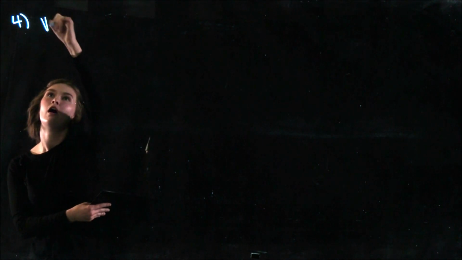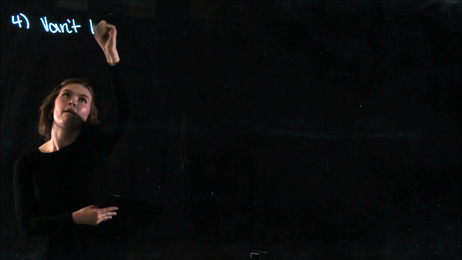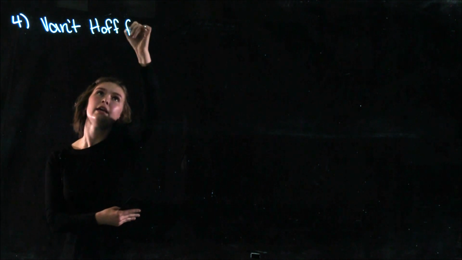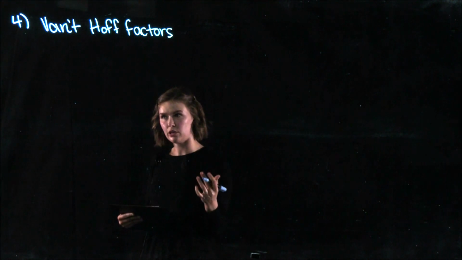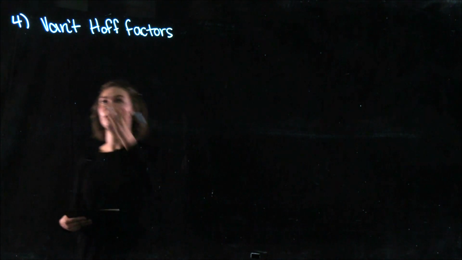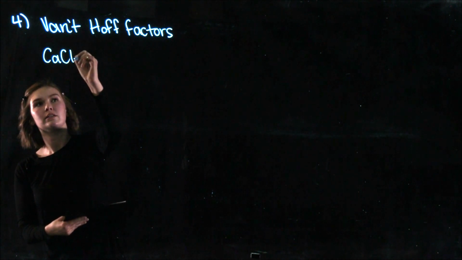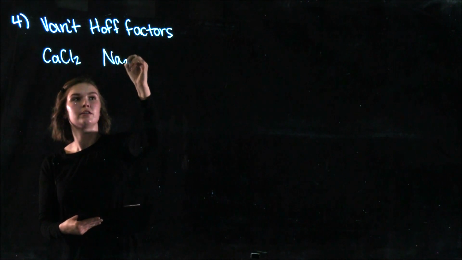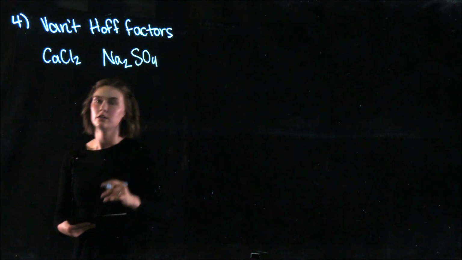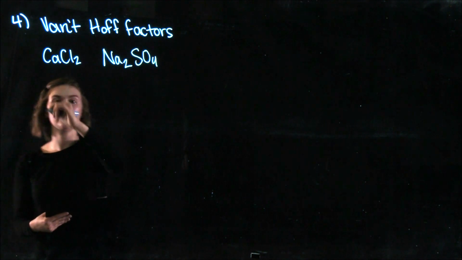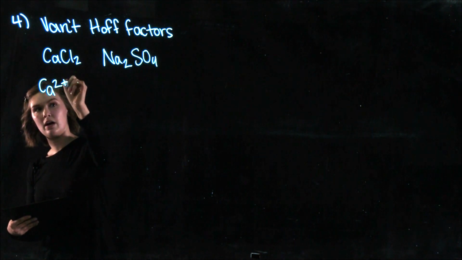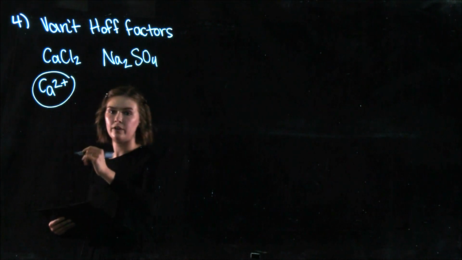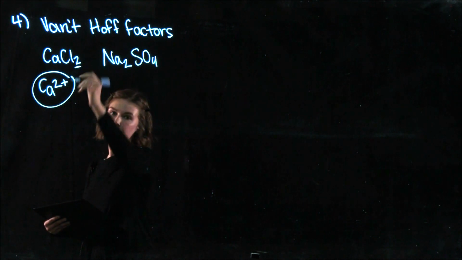So question 4 is about Van Hoff factors. These are really just asking how many ions your salts are going to form when they dissolve in your solution. Your 2 salts are calcium chloride and sodium sulfate. So we'll start with calcium chloride. When you put calcium chloride in water, it's going to dissociate into a calcium ion and then 2 chloride ions, which I know because there's a 2 here.